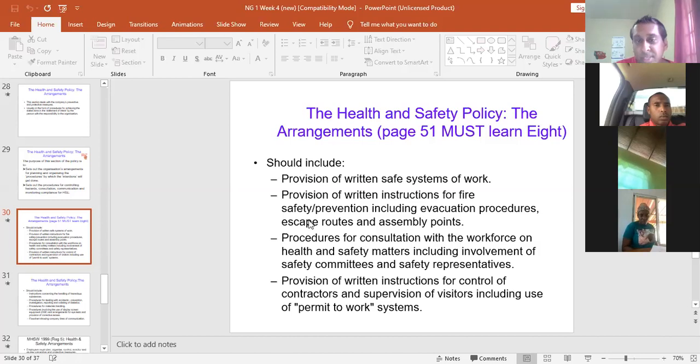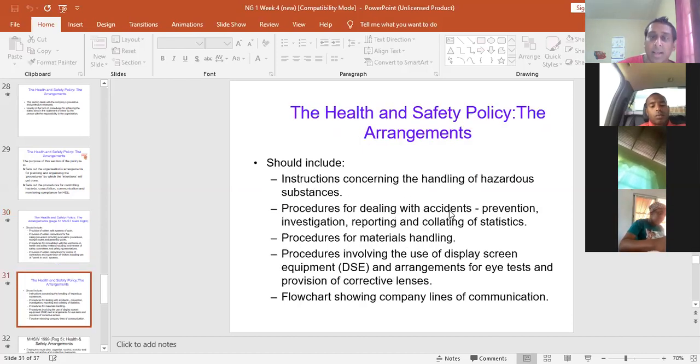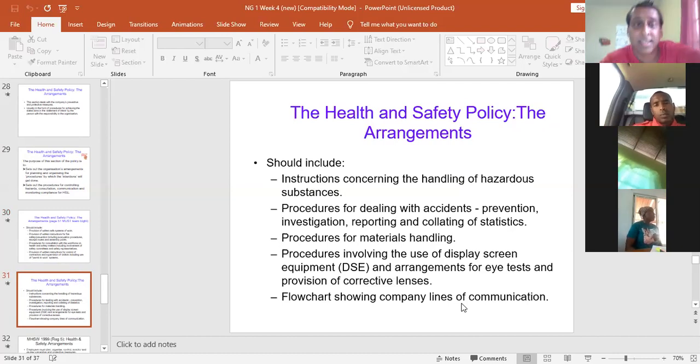So procedures for a written safe system of work, procedures or provisions for fire safety, evacuation routes, procedures for consulting with the workforce, procedures for doing things like permit to work, right? Procedures for dealing with hazardous substances, right? This one here, procedures for dealing with accidents, right? One of you rightfully said that. Procedures for material handling, procedures for use of protective equipment, procedures for communication. It's basically anything. You can literally make that up.